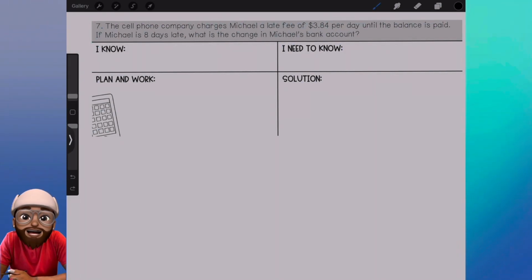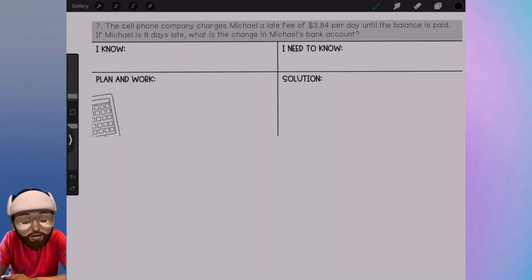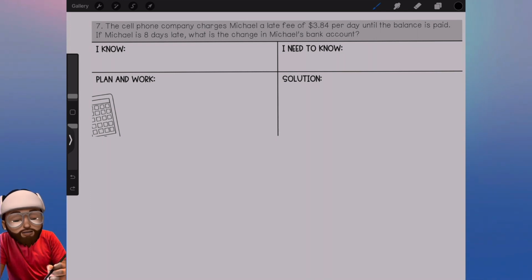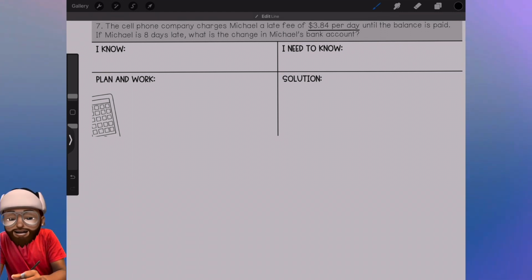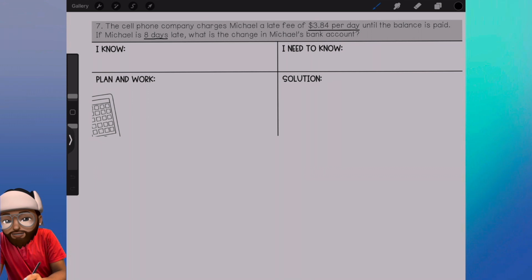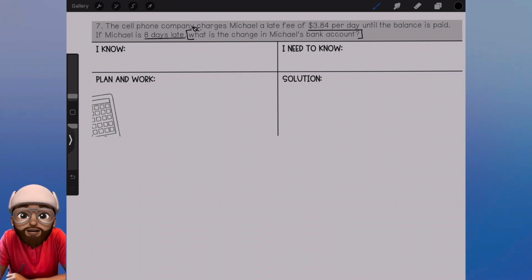Today we'll be covering the I do for lesson 6, which is multiplying rational numbers with an emphasis on decimals. Let's get started. The question states, the cell phone company charges Michael a late fee of $3.84 per day, let's underline that, until the balance is paid. If Michael is 8 days late, we're going to underline 8 days late as well. Then we're going to box in the actual question, which is saying, what is the change in Michael's bank account?